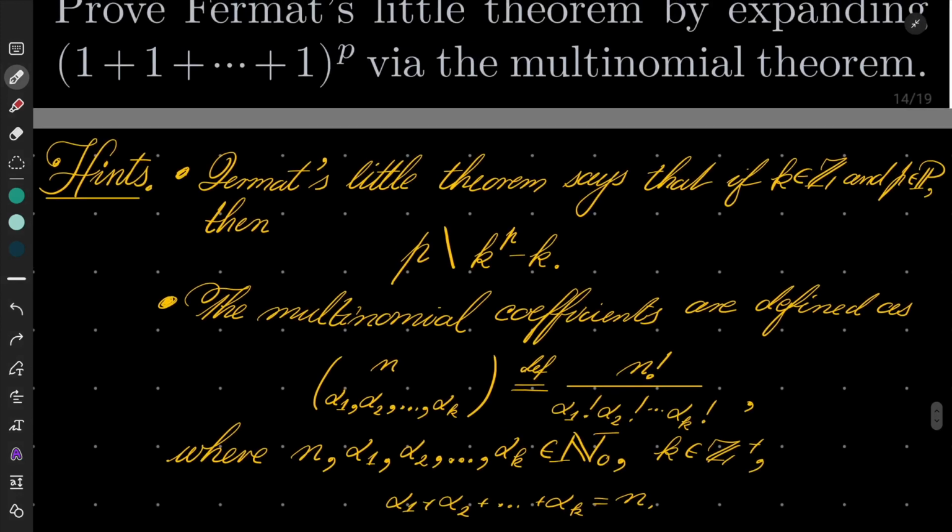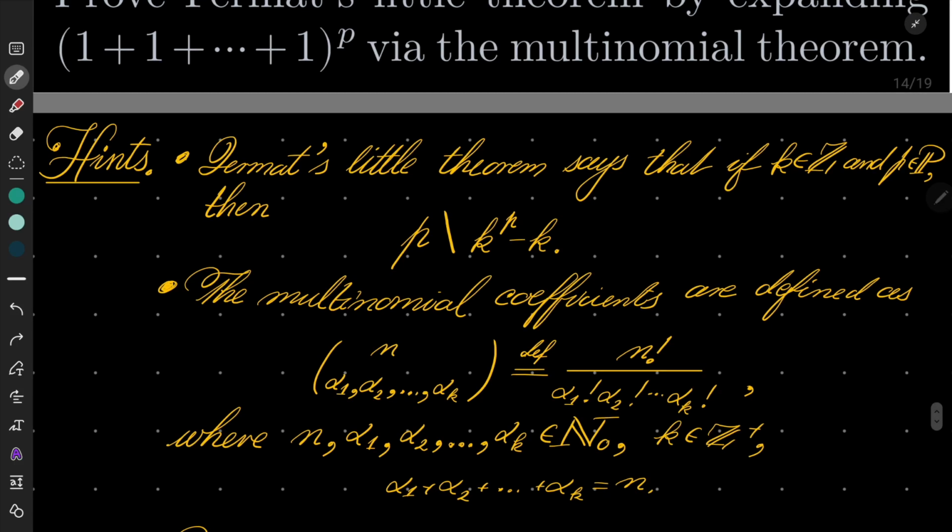Fermat's little theorem can be written in this way: if k is an integer and if p is a prime, then p divides k to the power of p minus k. It's the thing which we wish to prove. Next, the multinomial coefficients are a generalization of binomial coefficients, and they are defined in the following way.